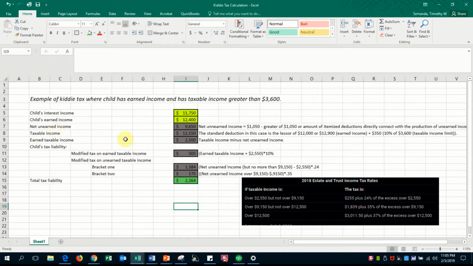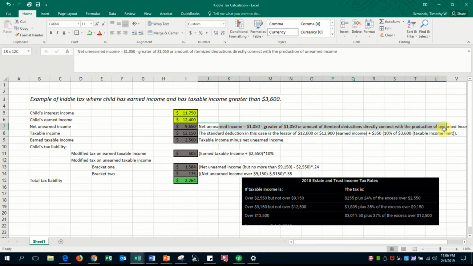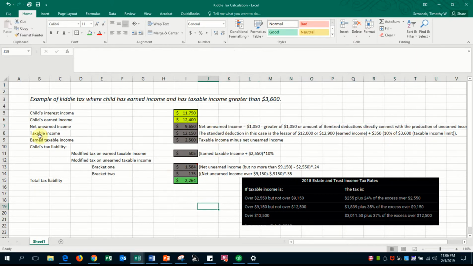First step, calculate the net unearned income. And I did that by taking the interest income for the child, $11,750 in my example, and I took out $1,050, and then I took out again $1,050. That second one is a standard deduction. Those values are given to us in formula in the text. We wind up then with the net unearned income, and I have it explained here, so if you want to watch the video a few times, because the calculations are somewhat complex, this will help to explain each calculation.